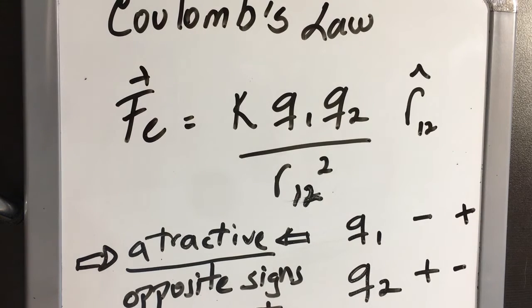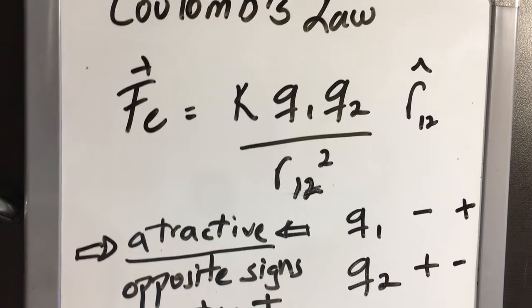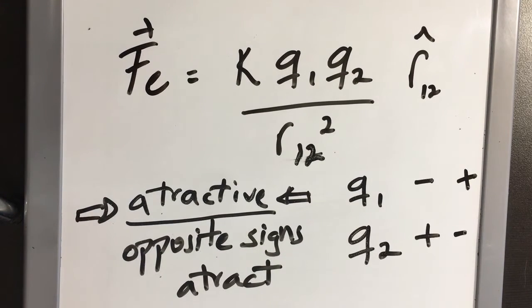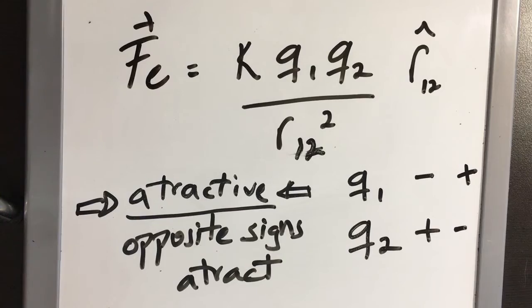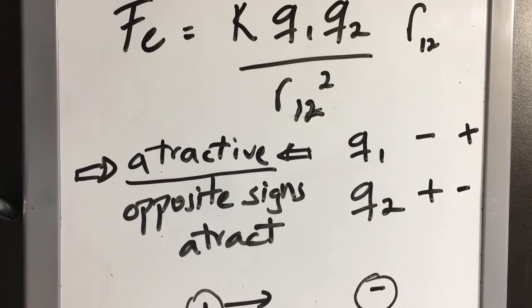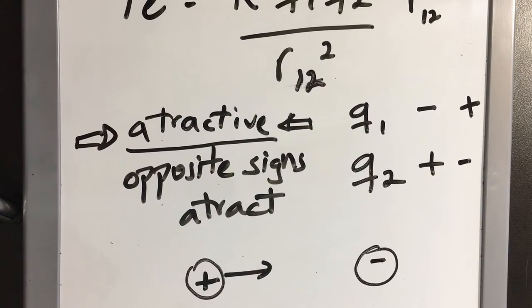So if Q1 is negative and Q2 is positive, then we're going to have an attractive force. And if Q1 is positive and Q2 is negative, we're going to have also an attractive force, because opposite signs attract. So if we analyze this as a diagram, then imagine that we have two charges, right?